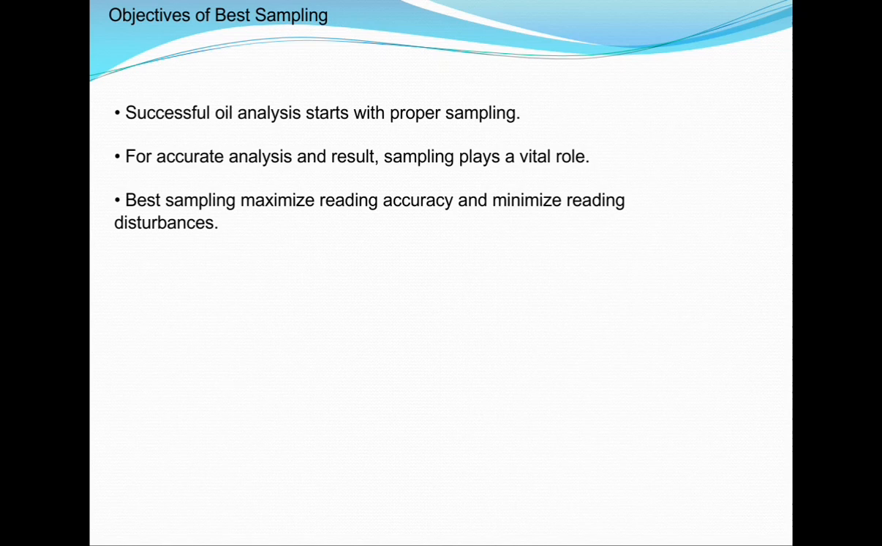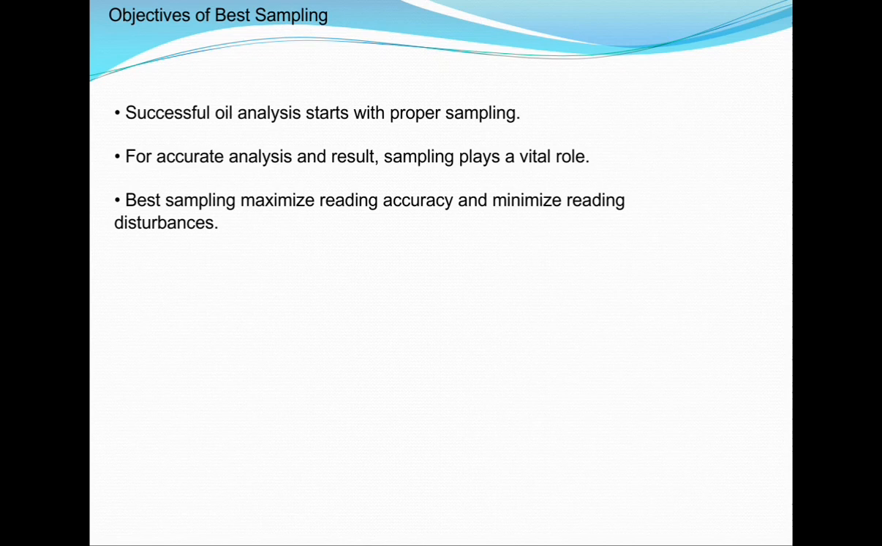So first we'll see what the objective of best sampling is. As I have already said, for successful oil analysis, we have to do proper sampling. So successful oil analysis starts with proper sampling. And if we want a more accurate analysis result or report, then sampling plays a vital role. So we have to do the best sampling. Basically, if the sampling is better, then our reading accuracy will be high, and by this the reading disturbance is also minimized.